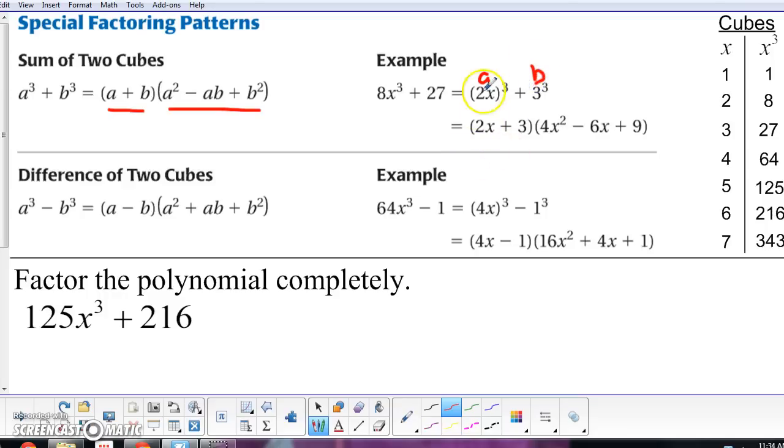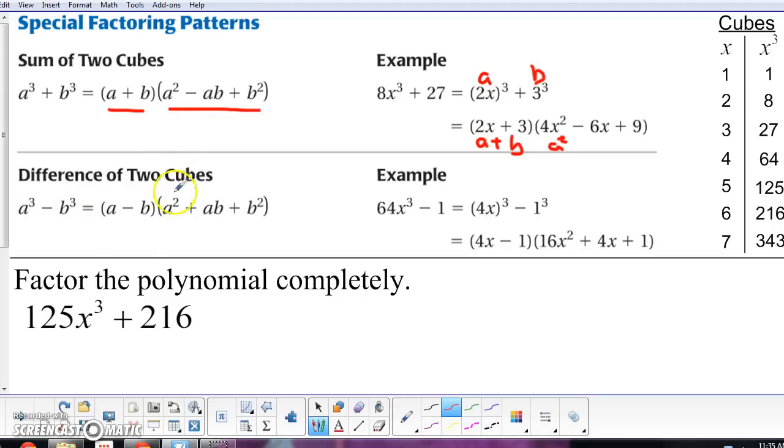So what happens is I put those two expressions in where they belong. I start out with a plus b in my binomial factor. In the trinomial factor, I start with a squared. 2x is a, and a squared would be 4x squared. Minus ab, that means take these two things and multiply them together. 2x times 3 is 6x, so I put that here. The sign is always going to be opposite the sign that you see in the binomial. So with the sum of cubes pattern, your signs always go plus, minus, plus. You don't have to worry about is it positive or is it negative. That's the way that it goes.